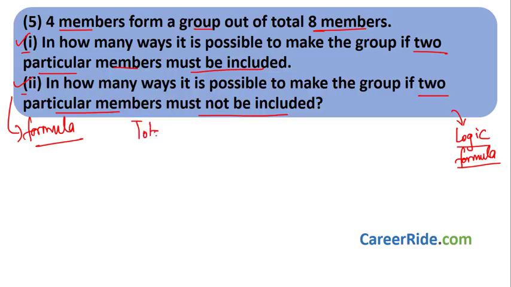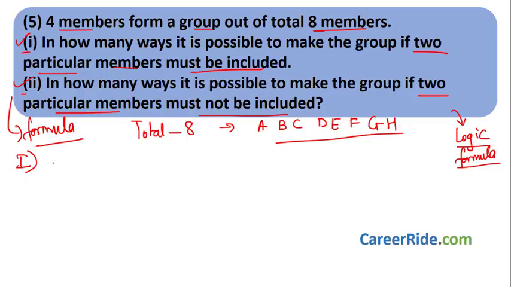There are total 8 members, right? Say let the members be A, B, C, D, E, F, G and H. These are the 8 members. Now in how many ways is it possible, sub question 1, to make a group of 2 people if 2 particular members must be included. They already say that the group must be of 4 members, right?